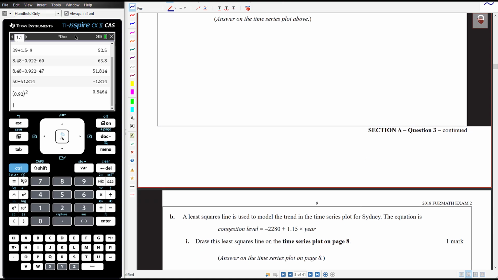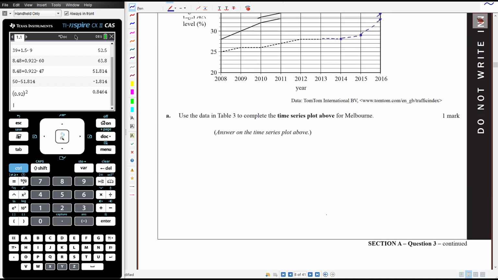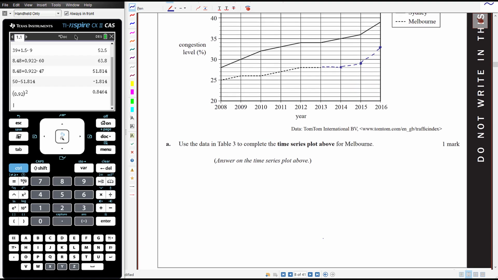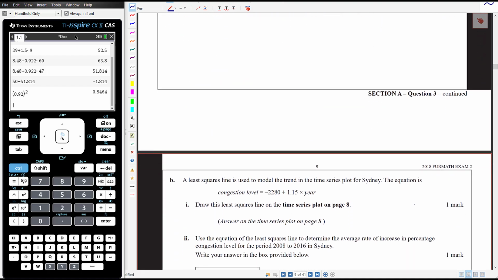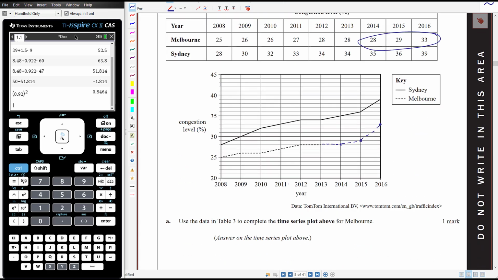A least squares line is used to model the trend in the time series plot for Sydney. The equation is given there, and we want to draw this least squares line on the time series plot on page 8. Let's go back up and look at the scale we've got here. We're going to need to work out what the congestion level is in 2008.